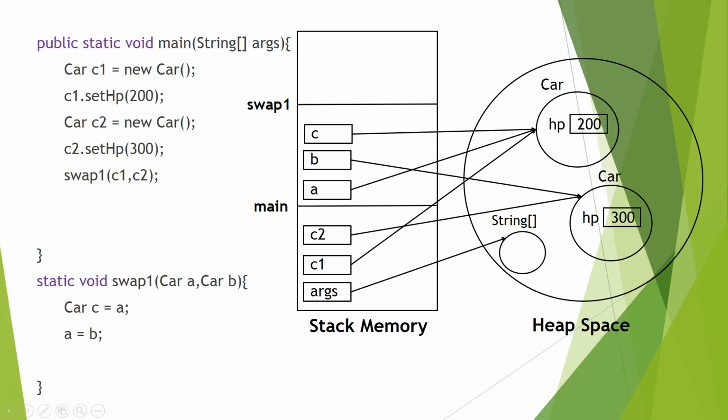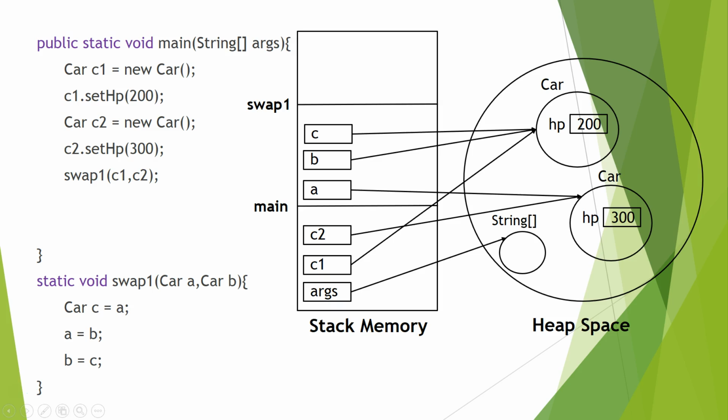After executing the statement A equal B, the swap1 local variable A will refer to the other char object which is referenced by local variable B, and after executing the statement B equal C, B became referring to the char object referenced by the variable C. And now, as we notice, we have swapped the variables A and B.